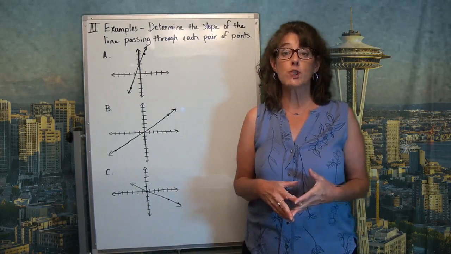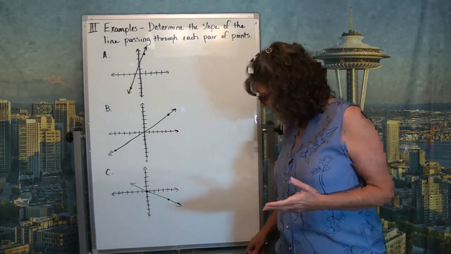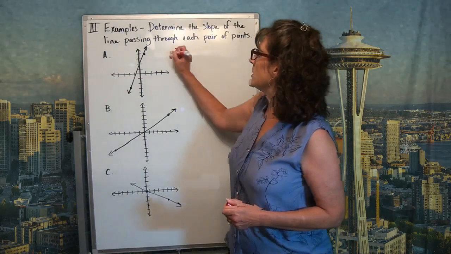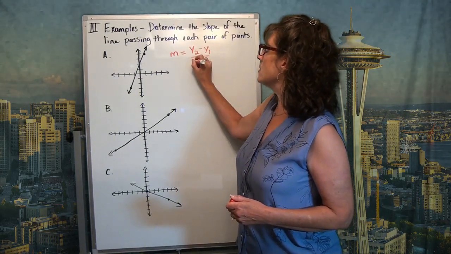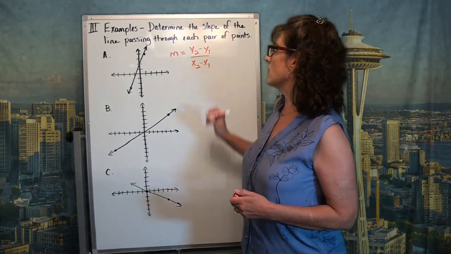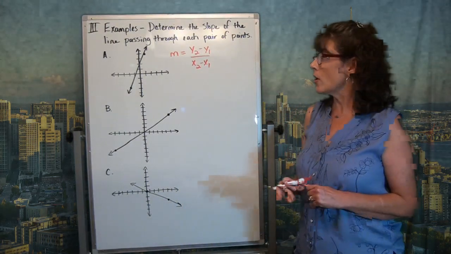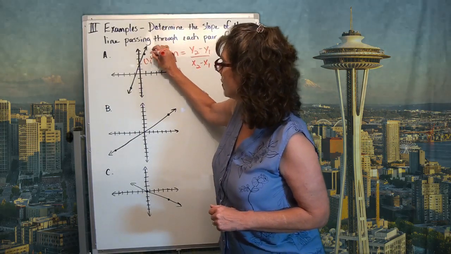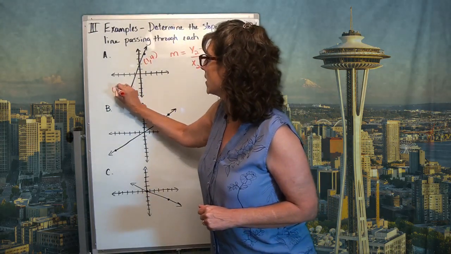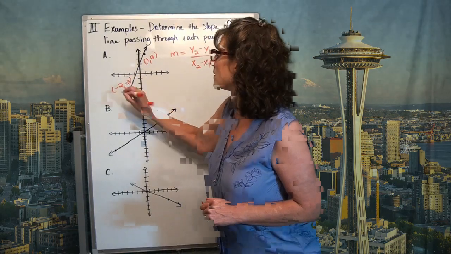Well, there's a couple of ways of doing it. One way is to say, hey, I've got that formula for slope. And that formula of slope said, let's subtract those y coordinates on the numerator, and let's subtract those x coordinates on the denominator. So I need to figure out what those coordinates are. The coordinates for this point are 1, 4, and the coordinates for this point are -2, -3.